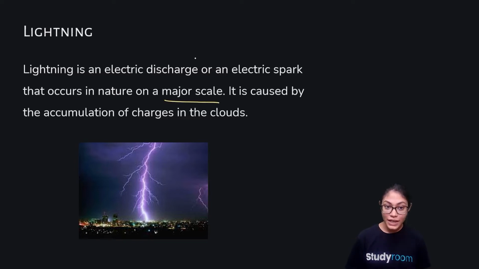So, what is lightning? Lightning is an electrical discharge or an electrical spark that occurs in nature on a major scale. Now, how is it caused? It is caused by the accumulation of charges in the clouds. So, when charges get accumulated in the clouds, that time lightning occurs. Simple enough.